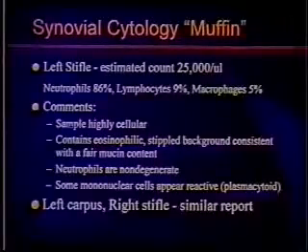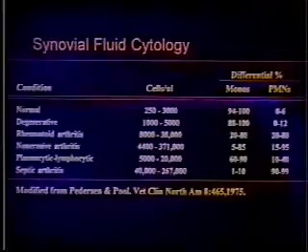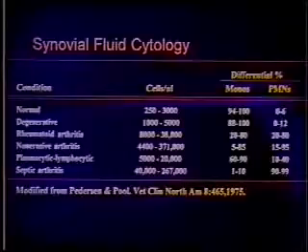Comments: the sample was highly cellular, contains an eosinophilic stippled background consistent with a fair amount of mucin. Neutrophils were non-degenerative or non-toxic. There were some mononuclear cells which appear reactive, plasmacytoid in origin. Left carpus and right stifle had similar reports. And this is all 100% consistent with a sterile immune-mediated arthritis.